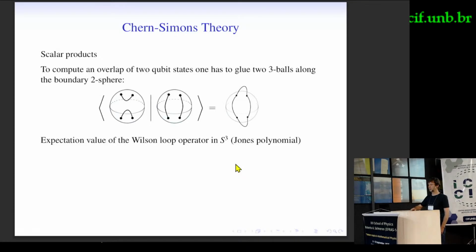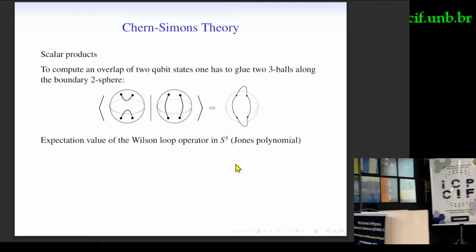This is an example of computing a scalar product for this kind of states. You just take the two examples that I showed on the previous slide, and you glue these two 3-balls over their 2-sphere boundary. What you should produce in this case is just a closed loop, and which space will this closed loop live in? The answer will be just S3, and you can think of this as a definition of S3.